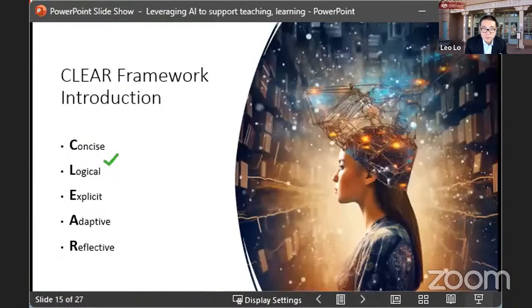So I developed a framework that some librarians in the US are trying out, adopting in their instruction. I call it the CLEAR framework. It basically provides 5 core strategies to optimize interactions with a large language model like ChatGPT through thoughtful prompt design. The framework emphasizes being concise, logical, explicit, adaptive, and reflective when prompting AI. And I'll go over each one in a minute.